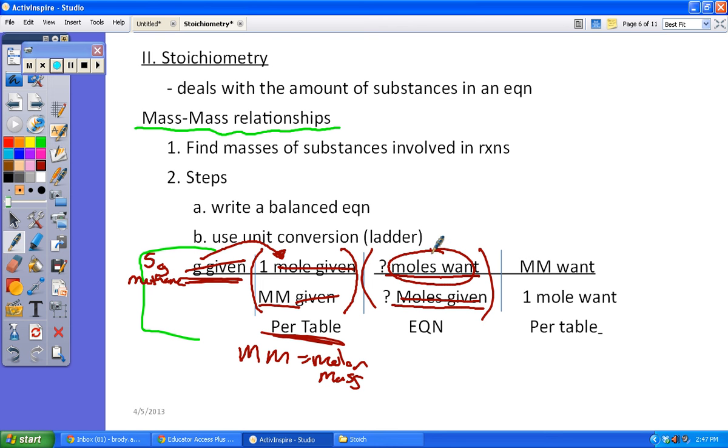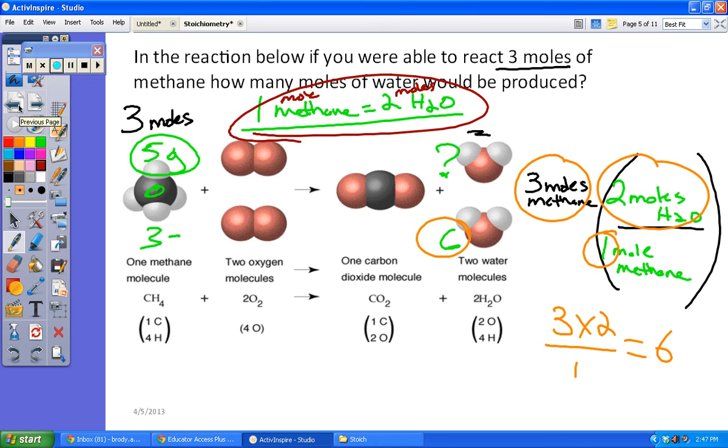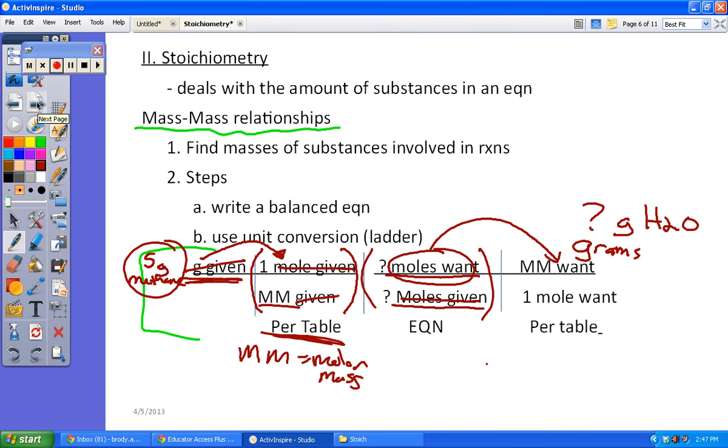We want to convert from moles to the molecular mass, which we will measure in grams. So we have grams of the wanted substance. By doing that, we start with 5 grams of methane, and now we know how many grams of water we have from this previous example. In this last conversion bubble, we have the molecular mass and the moles that we want, and we get that from the periodic table again. When we cross out these units, we're left with the grams of water. And that's how we solve these questions.